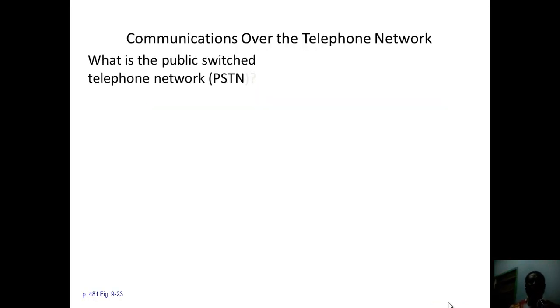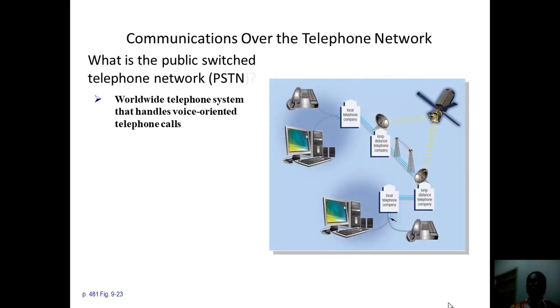Now, we have what we call communication that is normally performed over telephone. We have all used telephones before. We call it the public switched telephone network. Okay, these allow voice communication through telephone cables. They are normally cables that are connected to each other. So that's the worldwide telephone system that handles voice-oriented telephone calls. Okay, so that is what we call the PSTN, public switched telephone network. A typical example is the network you see in this picture.